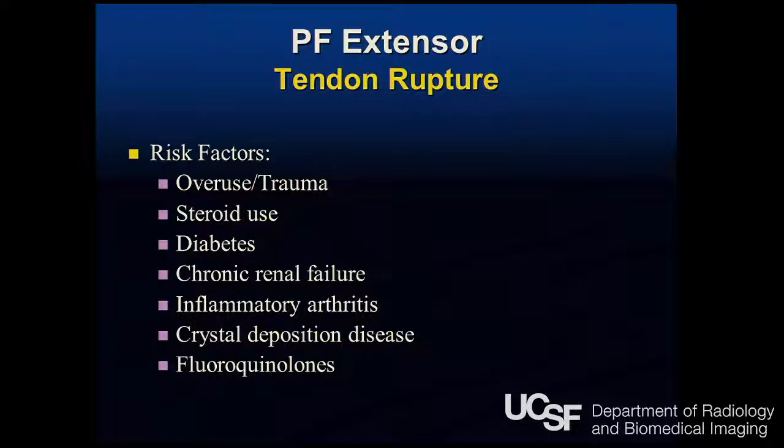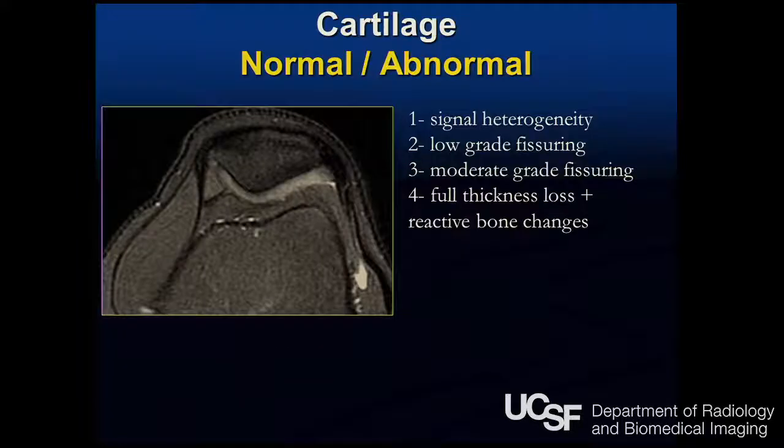And that is still the most common, but increasingly we're seeing patients with either chronic renal failure, metabolic processes like diabetes, steroid use, chronic inflammatory processes, be it crystal deposition or otherwise, as well as antibiotic use, such as with fluoroquinolones, having a predisposition for tendon rupture. So you may be seeing this more commonly, and this differential will help you in cases where there really was no antecedent trauma.